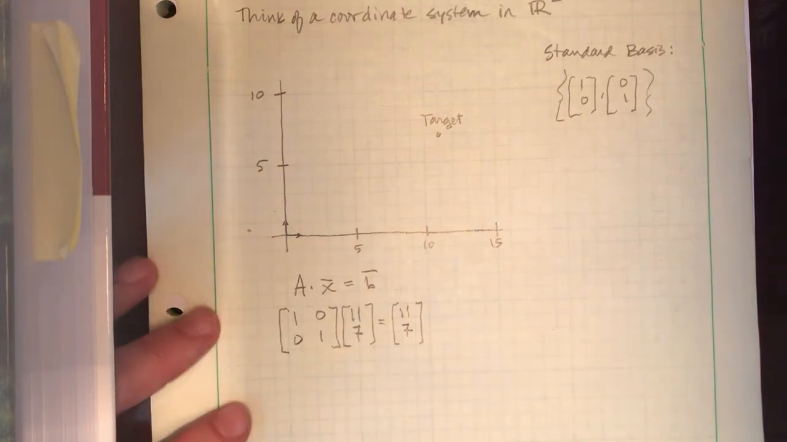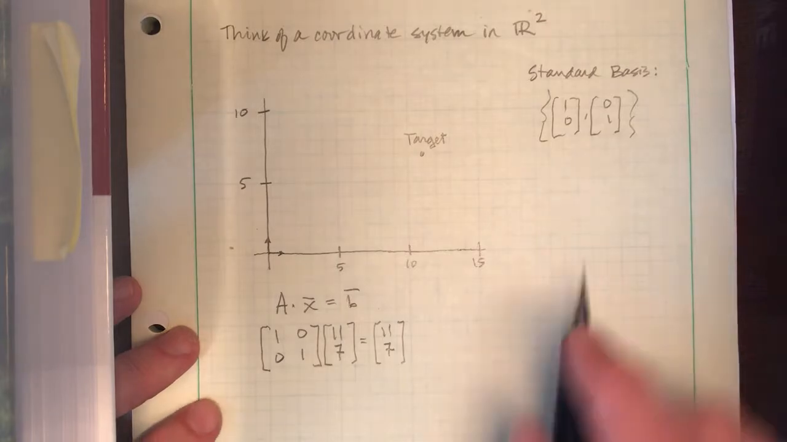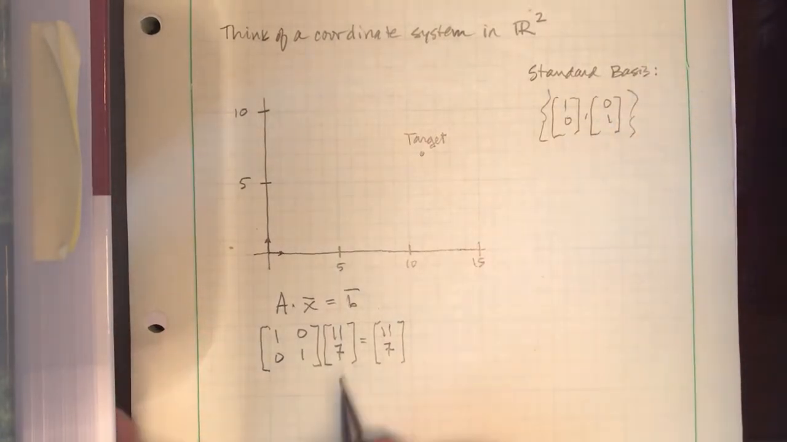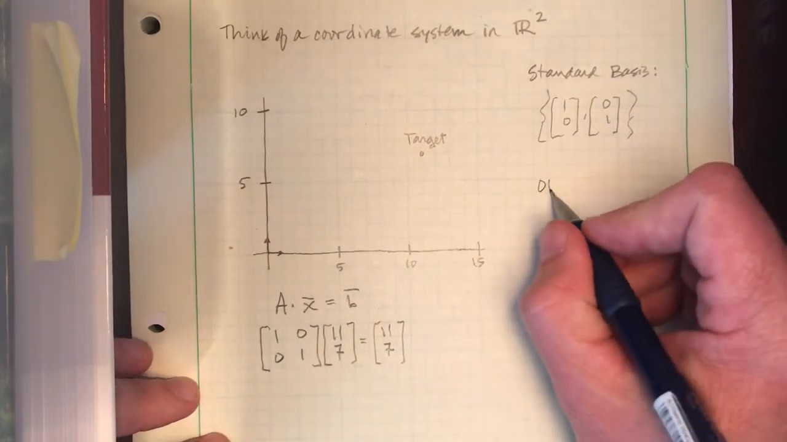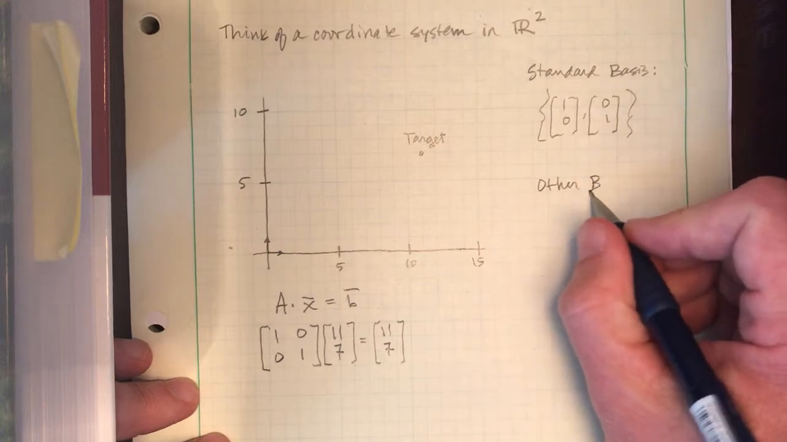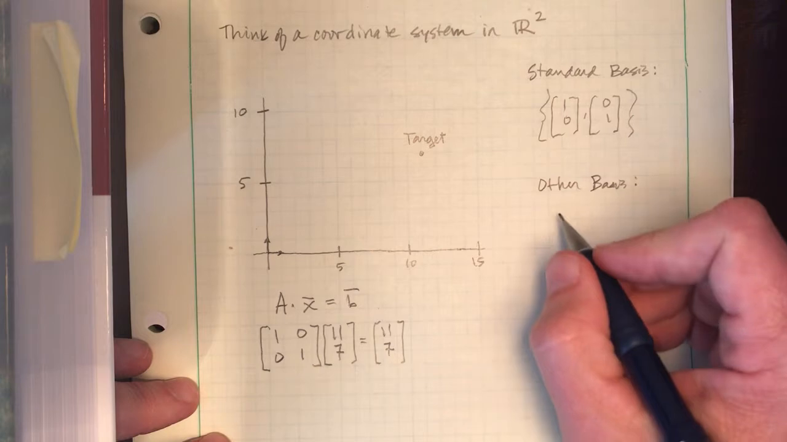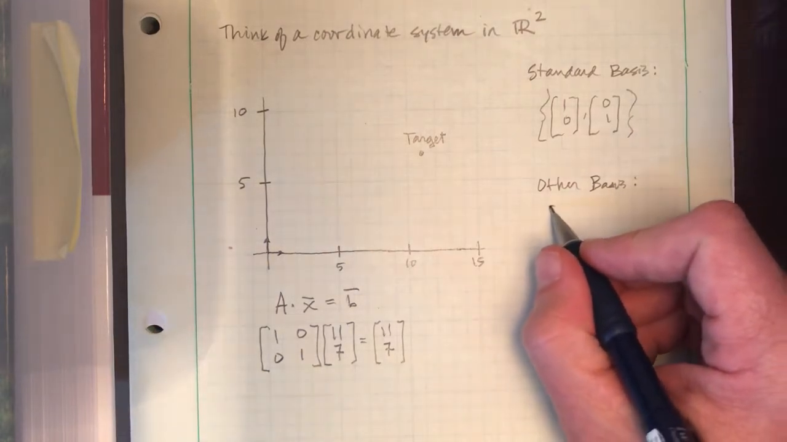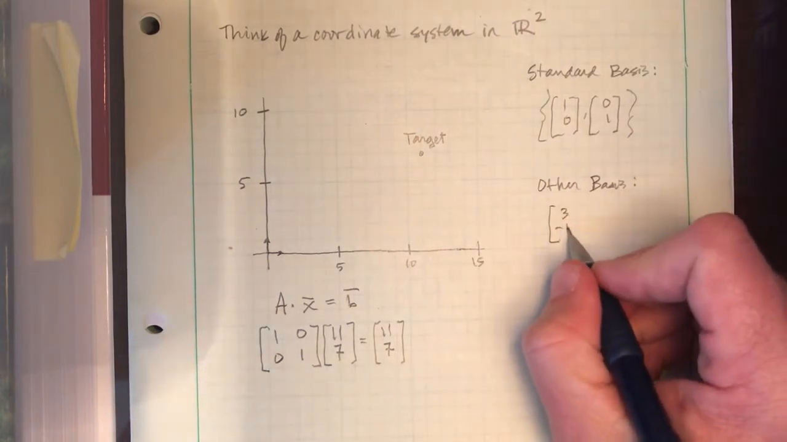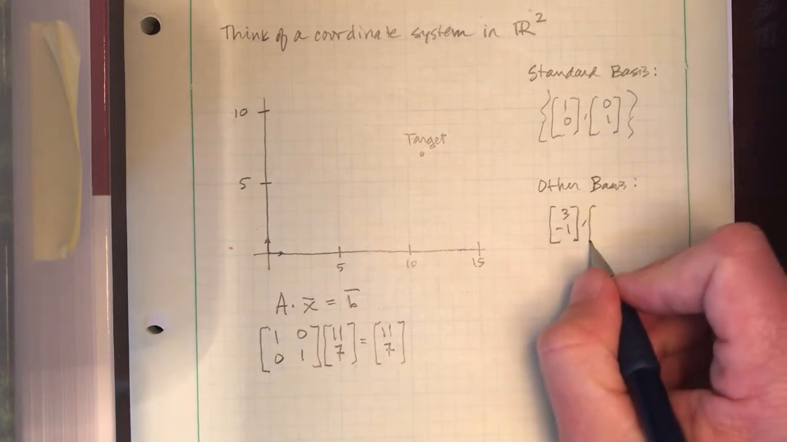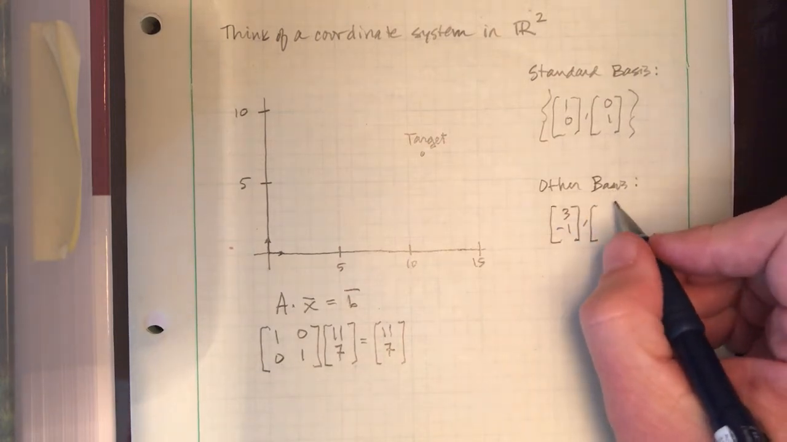Well, here's where things can get interesting. Starting with the standard basis, we're good. But what if we had picked some other basis? And when it comes to R2, I would need two vectors. And I'm going to pick, how about (3, -1), and something else weird. How about (1, 5)?